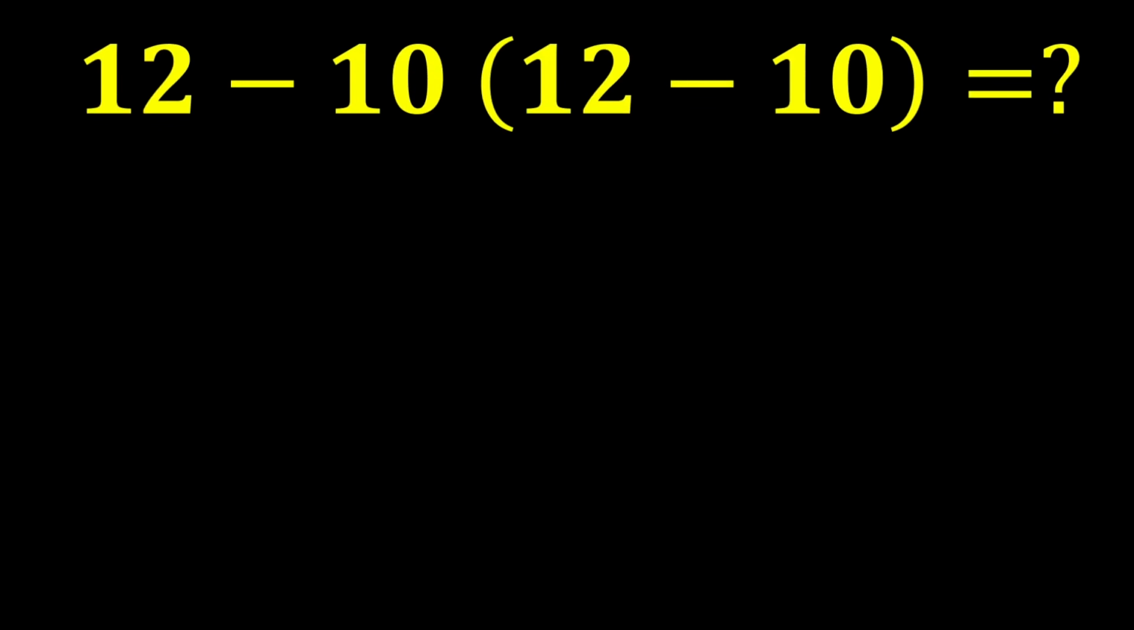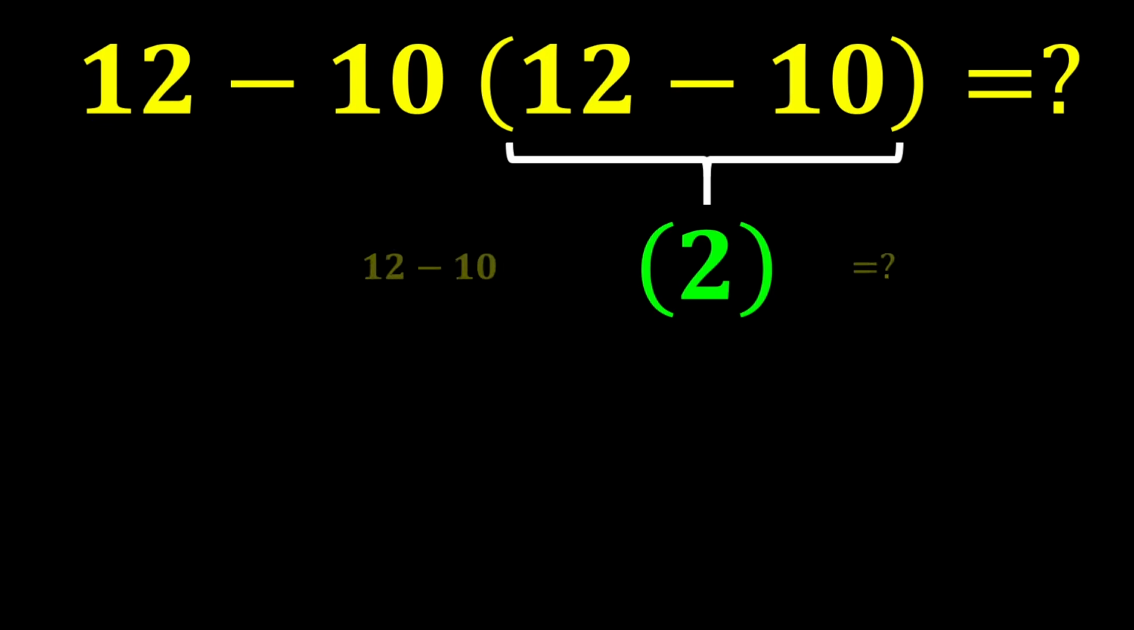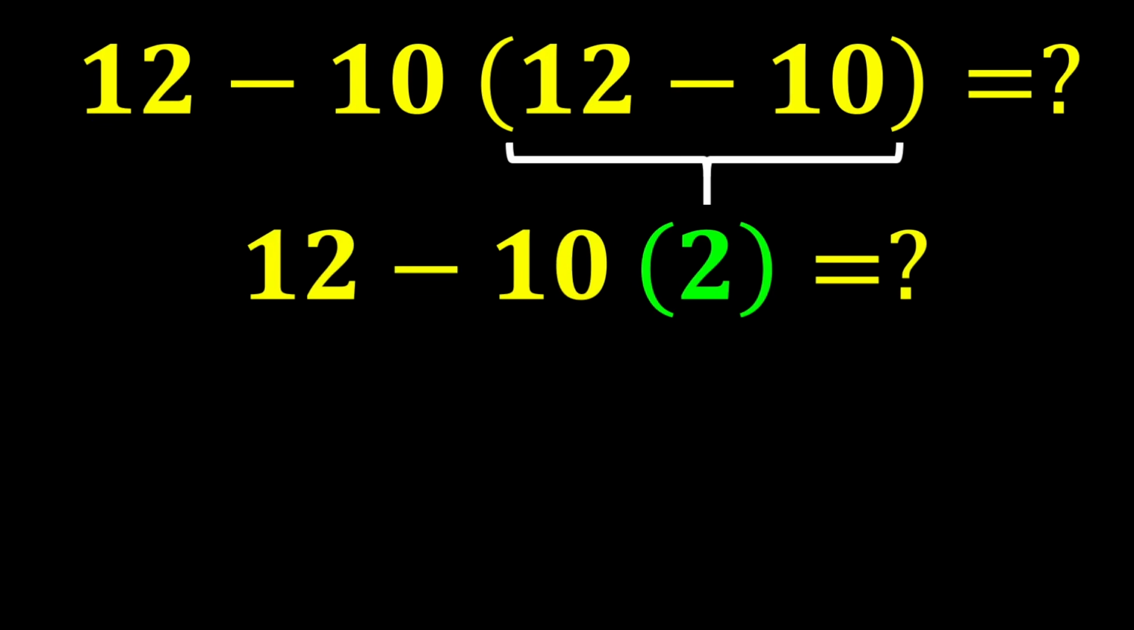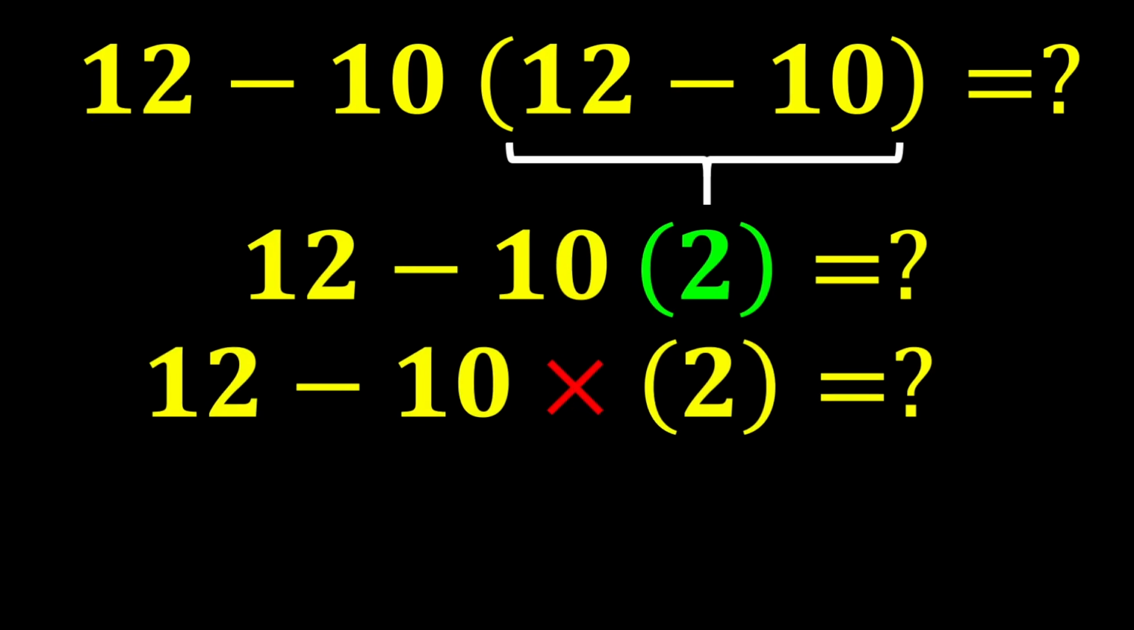12 minus 10 times (12 minus 10), according to PEMDAS, we first calculate the parentheses. 12 minus 10 gives us 2, and the expression becomes 12 minus 10 times 2. In mathematics, when a number is written next to parentheses, it means that the number is multiplied by the expression inside the parentheses. However, for simplicity, we usually do not write the multiplication sign.